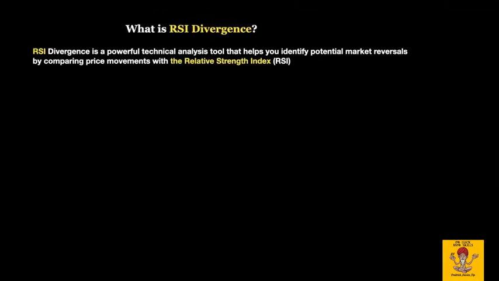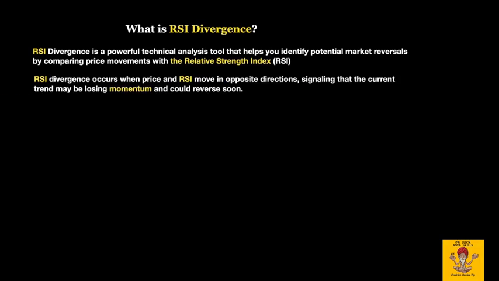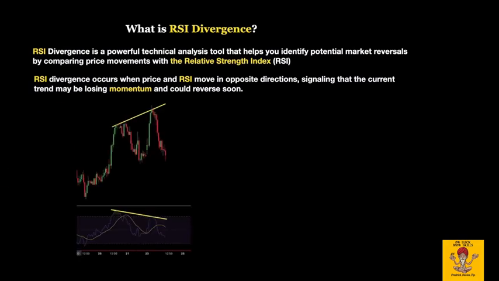RSI divergence is a powerful technical analysis tool that helps you identify potential market reversals by comparing price movements with the relative strength index. RSI divergence happens when price and the RSI move in opposite directions. This signals that the current trend might be losing strength and a reversal could be coming. For example, if price keeps rising but the RSI starts to fall, it often means the uptrend is weakening.